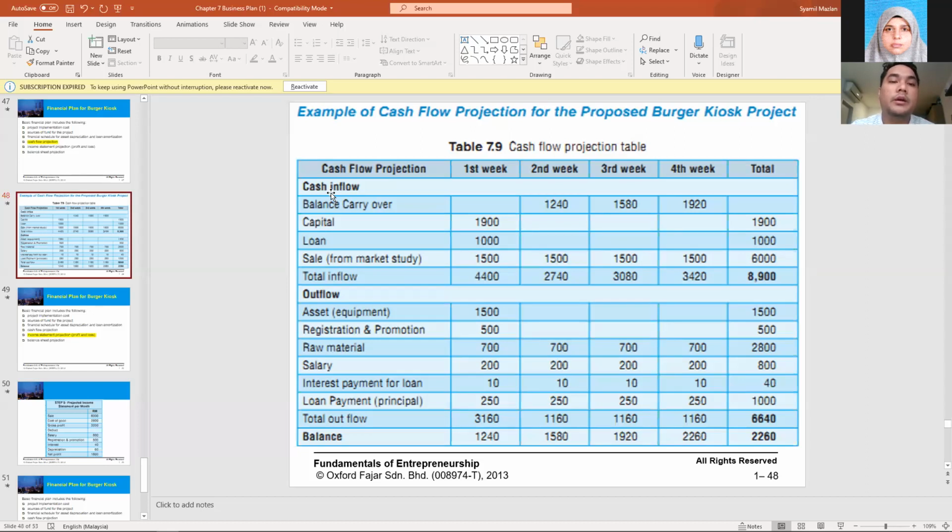Inflow means that money comes in. Maybe the money comes from your capital, from your loan, and from the sales, and we get the total inflow. This is for example if you run the business for 1 month, 4 weeks. Then we have outflow when you buy equipment, registration and promotion, raw material, salary, interest payment, loan payment, and total outflow.